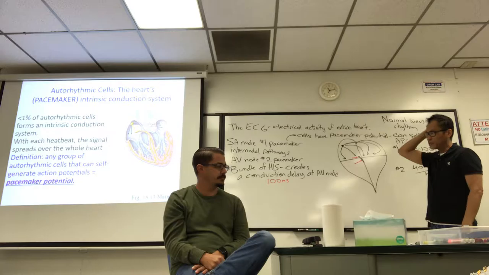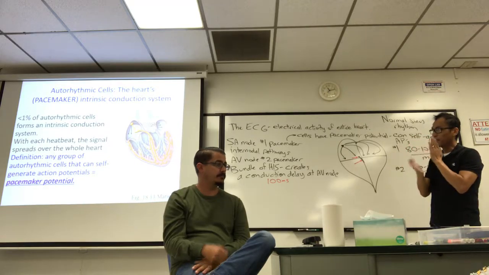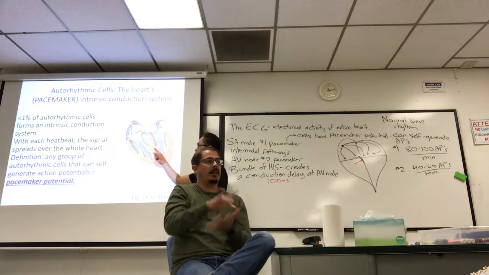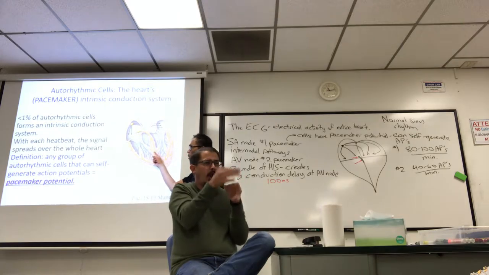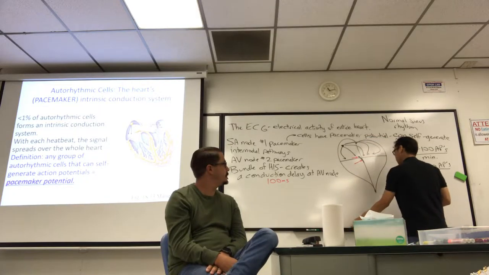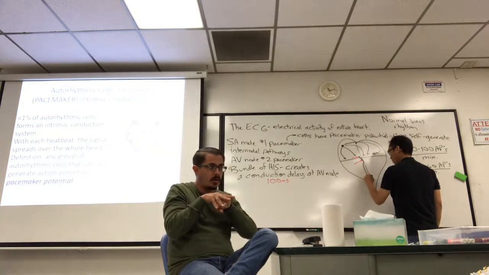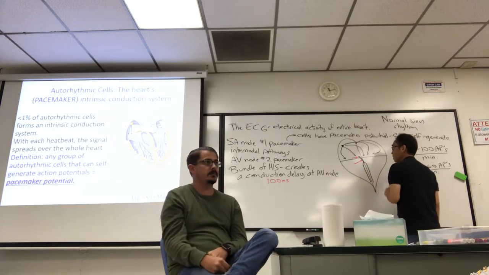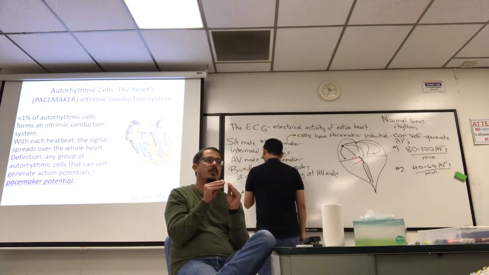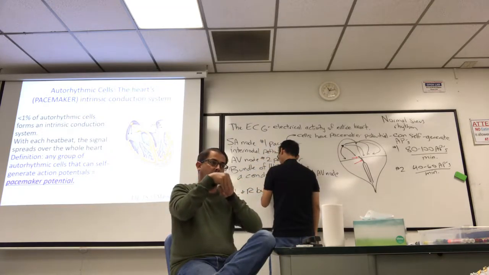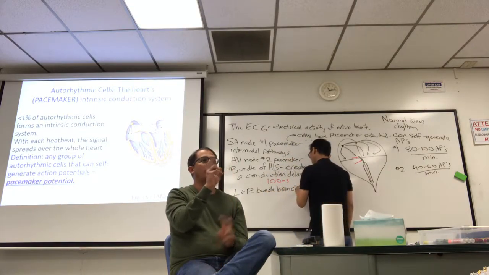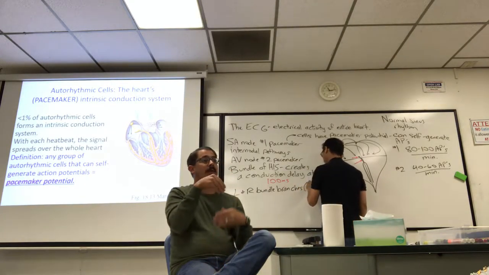So now the signal will spread down right the middle, right down the interventricular septum. And what's going to happen is that the bundle of His will branch into two bundle branches. We have a left bundle branch and a right bundle branch. So L and R, left and right bundle branches. We are in the interventricular septum.